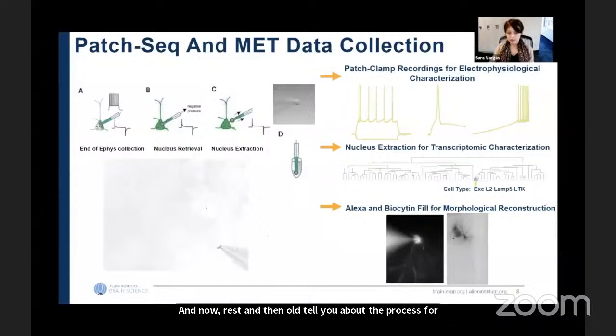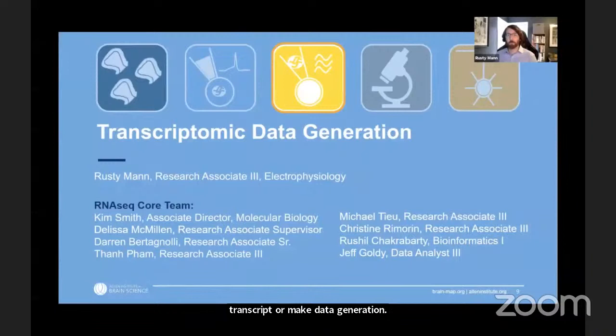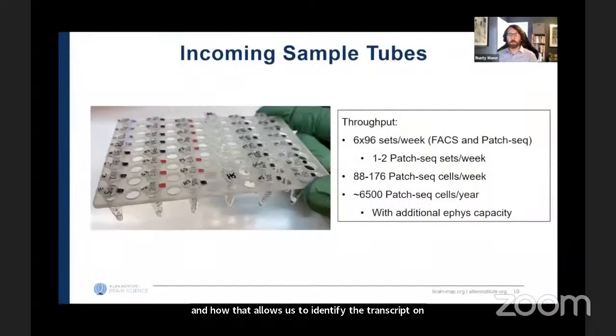Thanks, Sarah. So my name is Rusty Mann, and I'll now be talking about how transcriptomic data is generated by the RNA-seq team here at the Allen Institute, and how that allows us to identify the transcriptomic type of our human patch-seq neuron. So as Sarah mentioned earlier, at the end of the ephys recording, the nucleus is extracted from the cell and deposited in a collection tube.